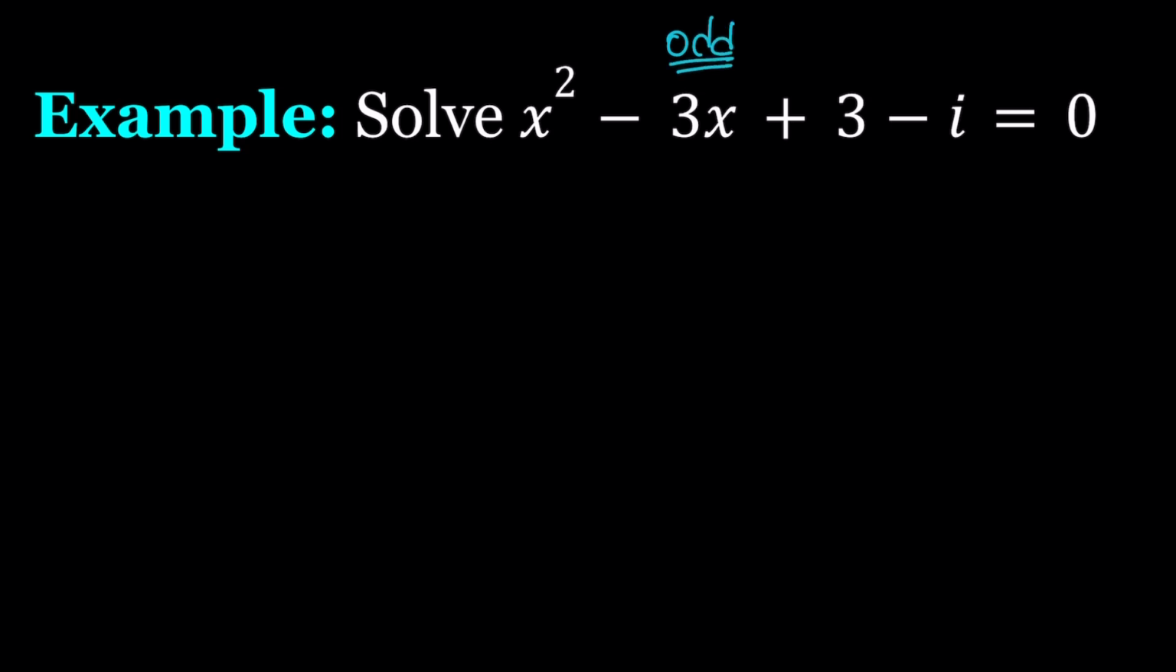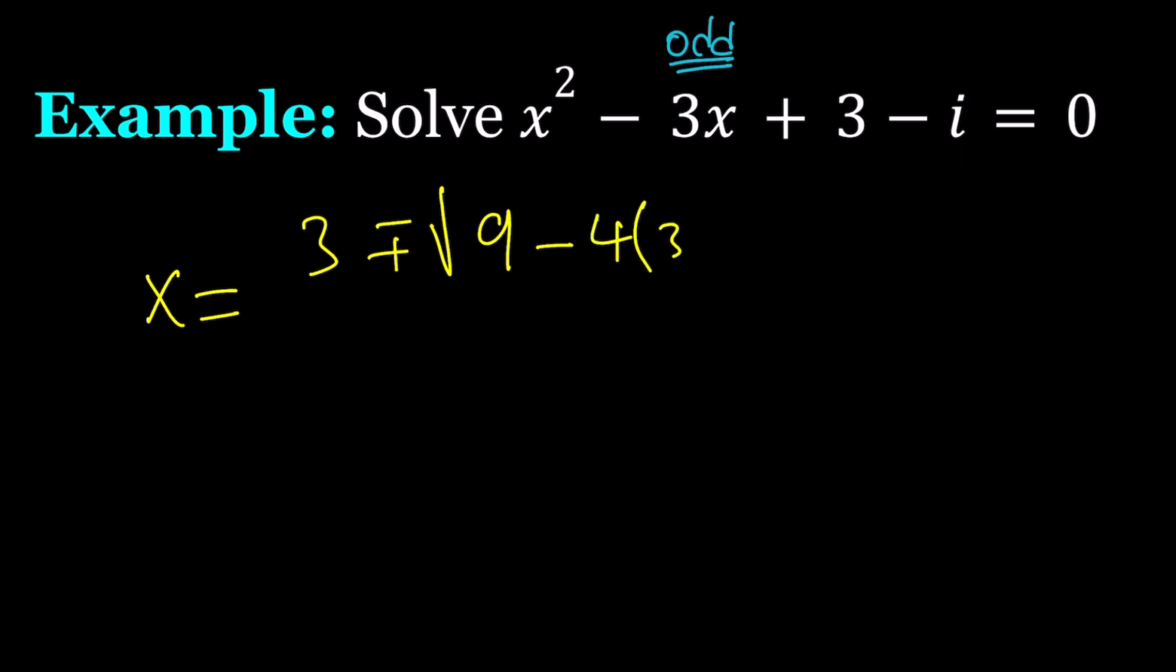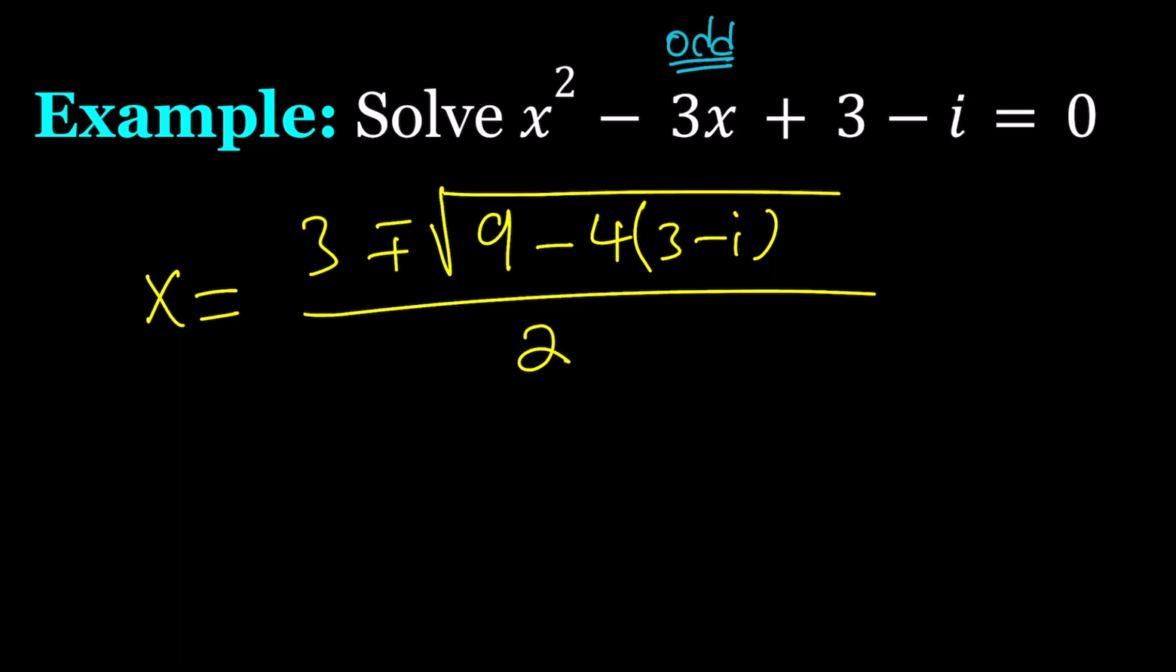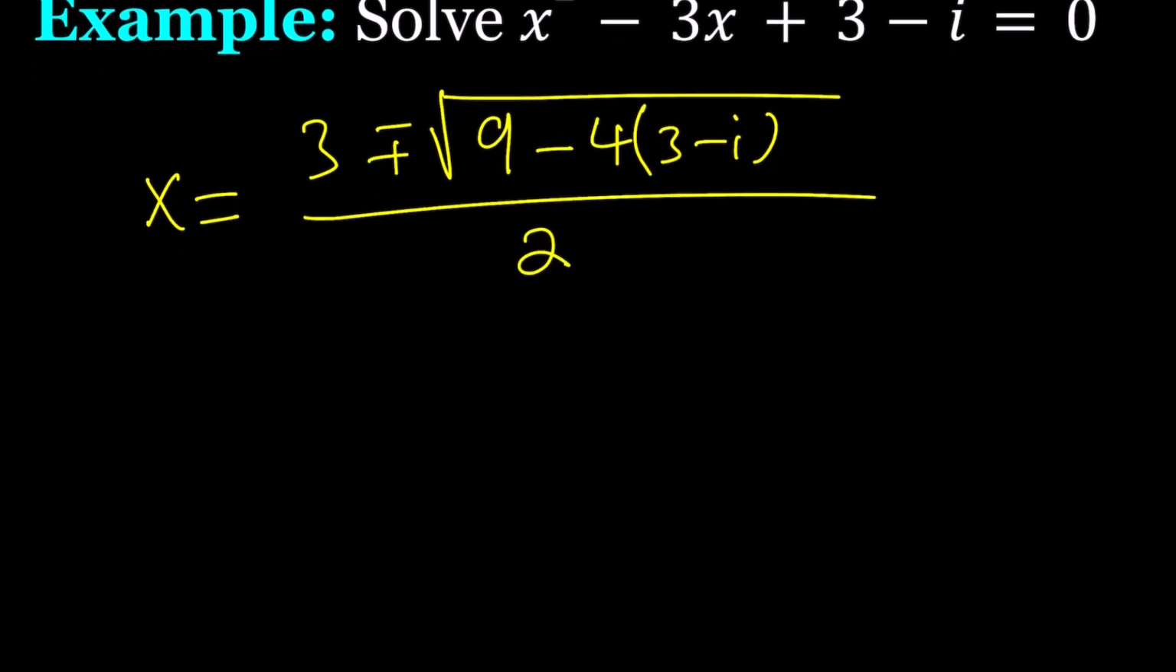Evens, yes, you may. Anyways, the quadratic formula works. Quadratic formula tells me negative b plus minus the square root of b squared, which is 9, minus 4ac. A is 1, so we don't care. 4c, 4 times 3 minus i. This is the fun part, and divided by 2a, not 2i. Okay, been thinking about i all this time.